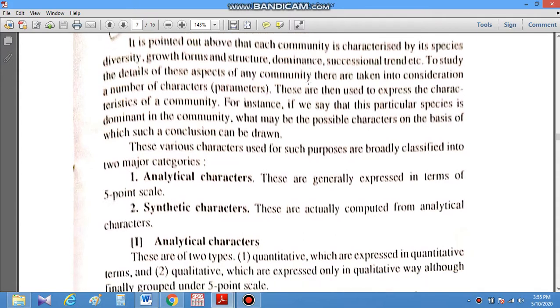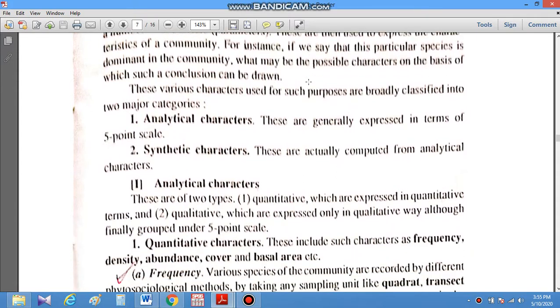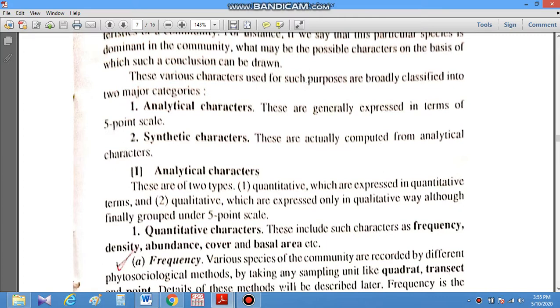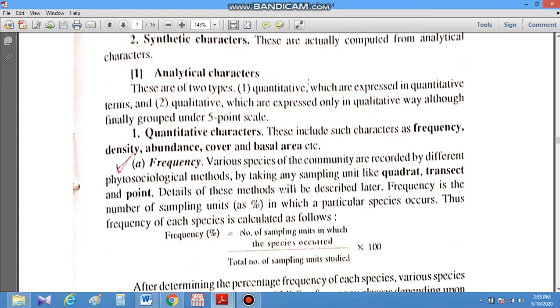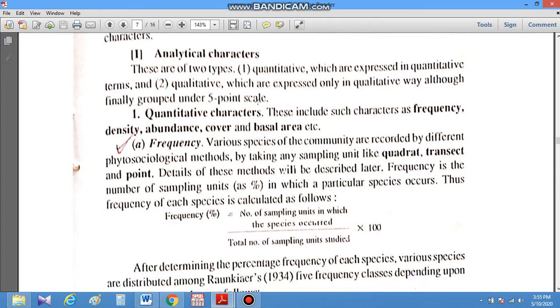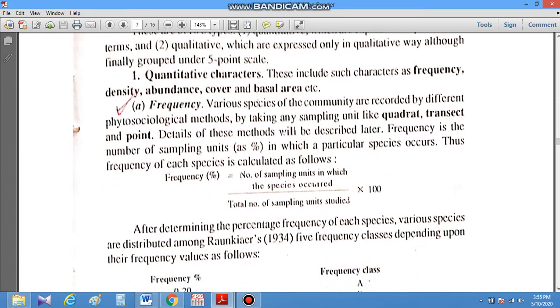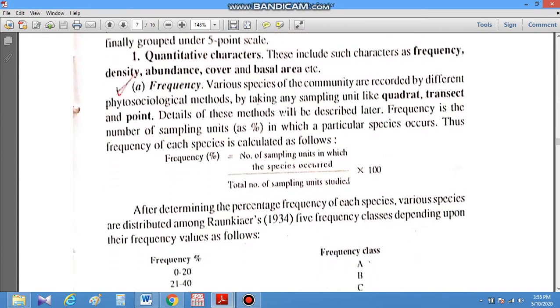There are basically two types of characters, analytical characters and synthetic characters. Analytical characters are basically of two types: quantitative characters, which are expressed in quantitative terms, and qualitative characters, which are expressed only in a qualitative way, finally grouped under a 5-point scale. When we talk about the quantitative characters, it includes frequency, density, abundance, cover and basal area.